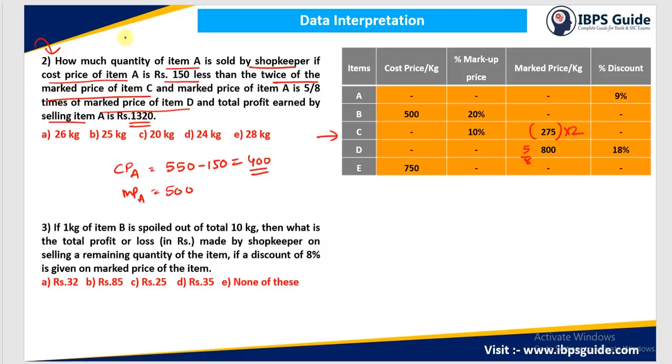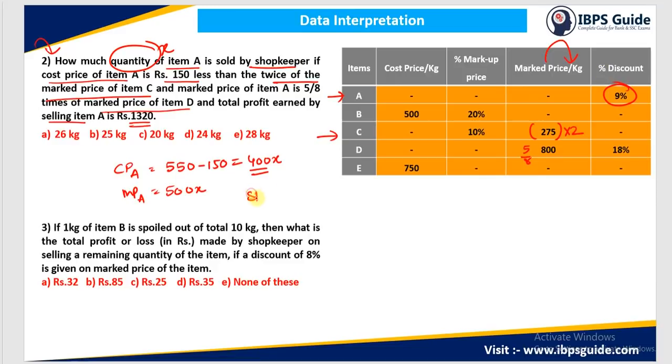Now the total profit earned by selling item A is 1320. Since they are asking how much quantity, and this is the data per kg, mark price is given per kg, I will assume that I am selling x quantity of item A. So total CP will be 400x, and total MP will be 500x. Since they have already given us the discount, I can directly find the SP.